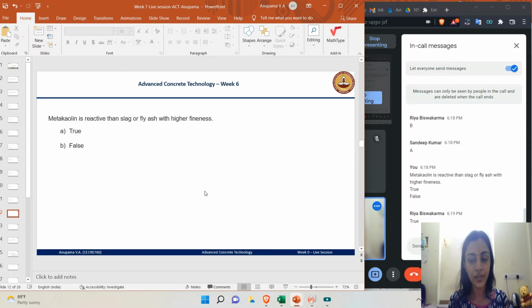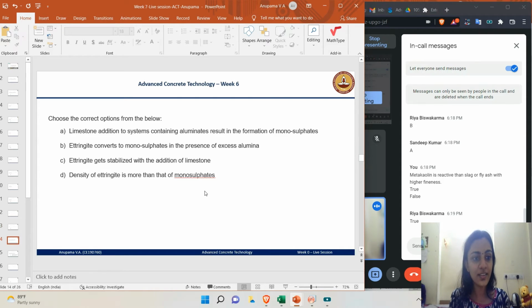Okay. Thank you, Ria. Okay, we move to the next. The correct answer is true. Why? Because metakaolin is very reactive because of the aluminosilicates present in it. Even though it has a lower fineness than slag or fly ash, there is a trade-off. It has a large amount of aluminosilicates. Because of that, it has high reactivity. So we move to the next question.